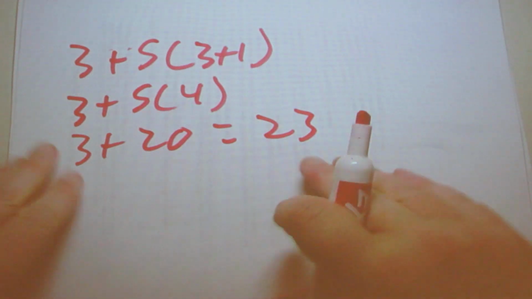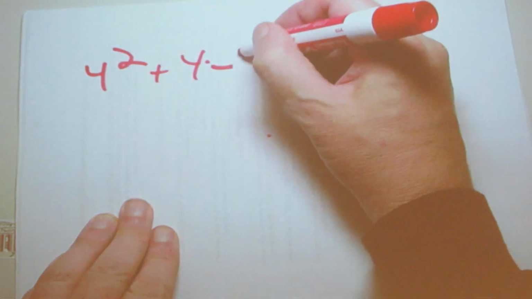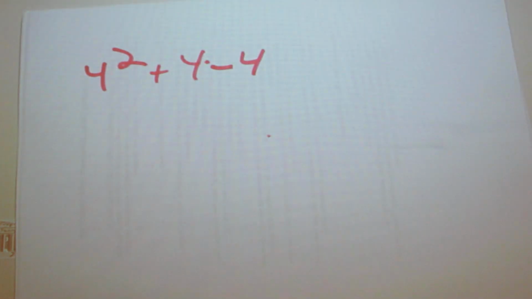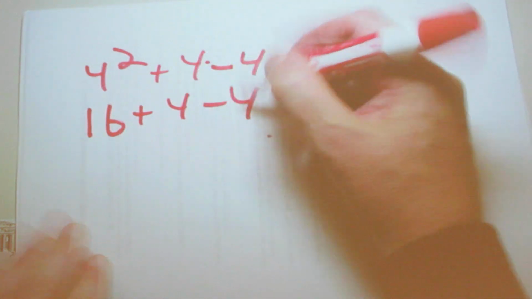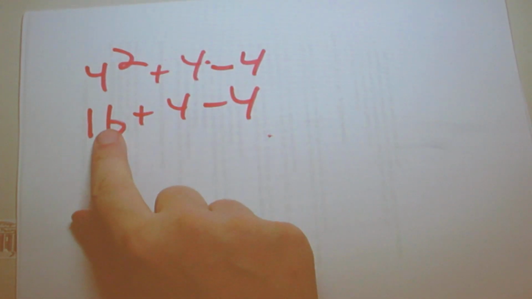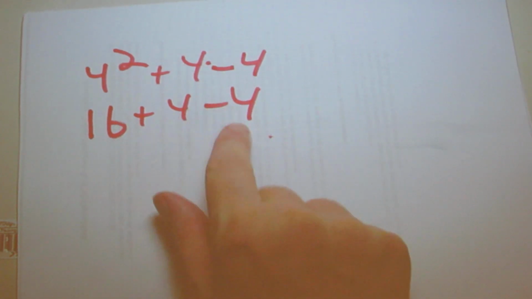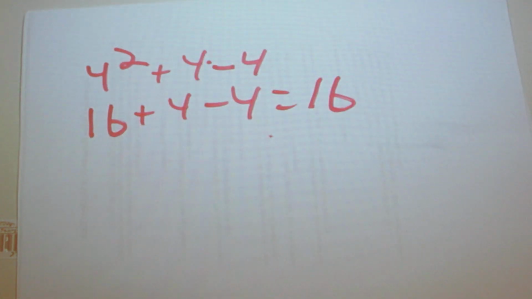Next, let's say that we have 4 squared plus 4 minus 4. First thing we do is exponents. 4 squared is 16 plus 4 minus 4. Now we do addition and subtraction from left to right. So 16 plus 4 is 20 minus 4, and we're back to 16.